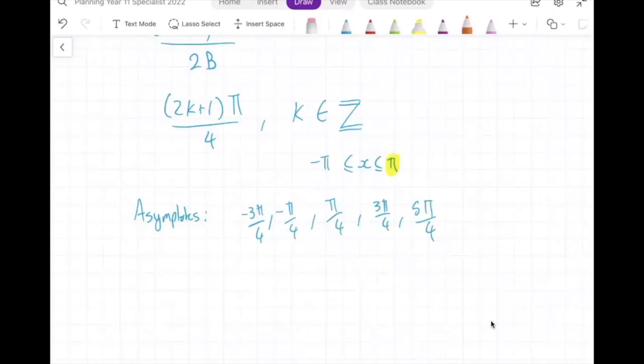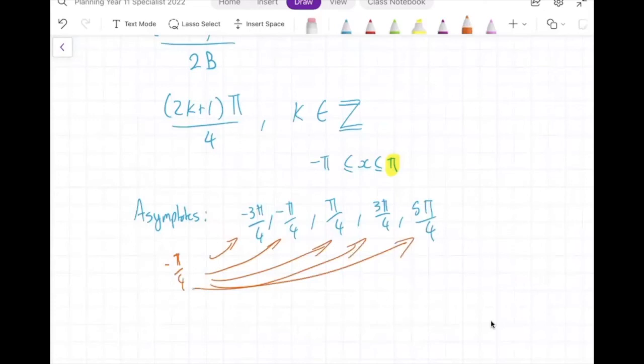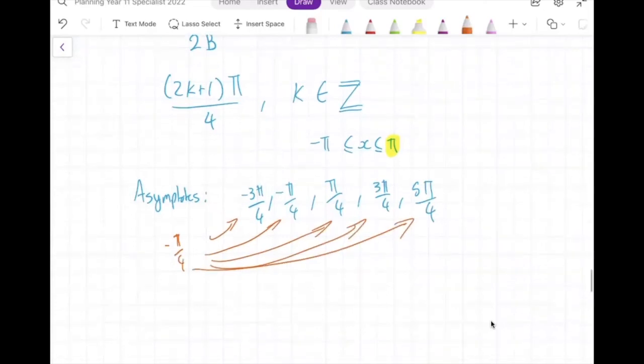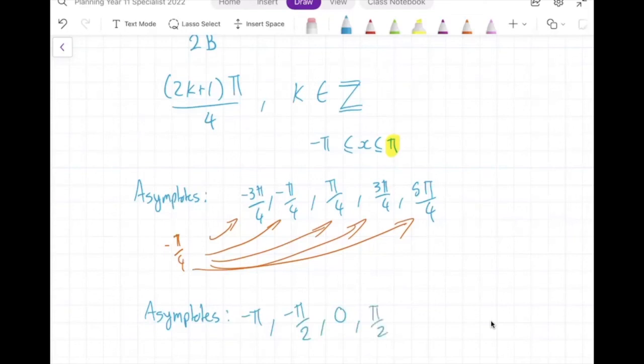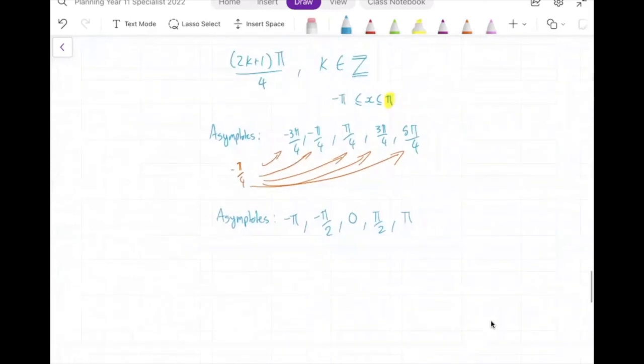Now, what I'm going to do is subtract pi on 4 from each of these asymptotes to get their new location after they've been phase shifted. So that's going to give negative 3 pi on 4 minus pi on 4, which is minus pi. That's going to give minus pi on 2, 0, pi on 2, and then pi. So that's the location of my new asymptotes. I can now go ahead and draw my sketch.